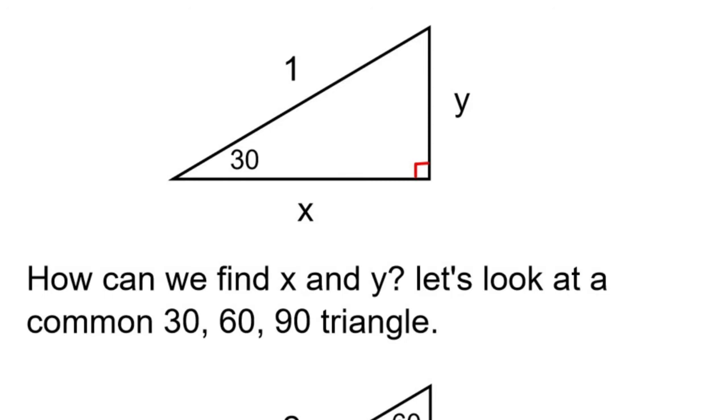Here's how we're going to do it. We're going to look at a common 30, 60, 90 triangle. So write down this triangle here, and I don't care how much of this you write down, but we're going to look at a common 30, 60, 90 triangle. And for those of you who are all about just memorizing, you need to skip to the part where I get to sine and cosine. That's what you need to skip to.